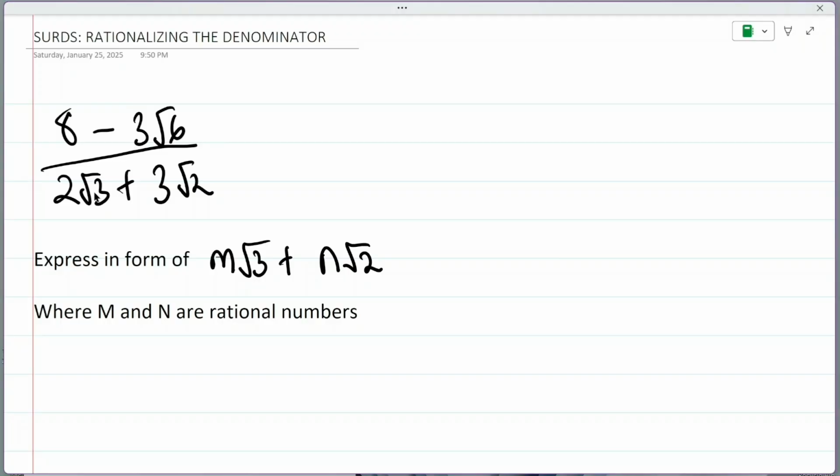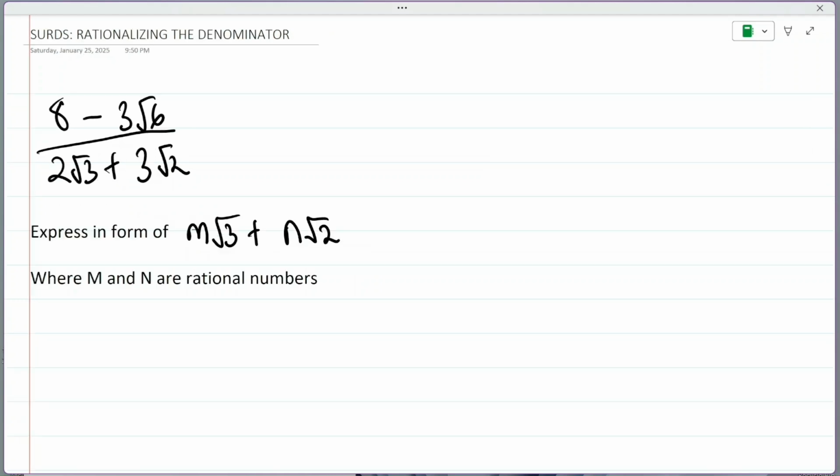Y question. This is a Y question and it says 8 minus 3 root 6 over 2 root 3 plus 3 root 2 expressed in form of m root 3 plus n root 2, where m and n are rational numbers. What the question is simply saying is convert this to this. And if you're very good with rationalizing, the question won't tell you to rationalize. The only way you can solve this question is by rationalizing. That's rationalizing the denominator. Let's write it out first.